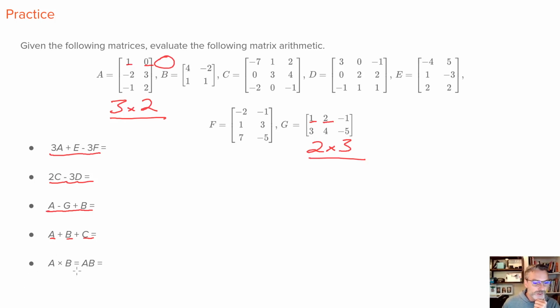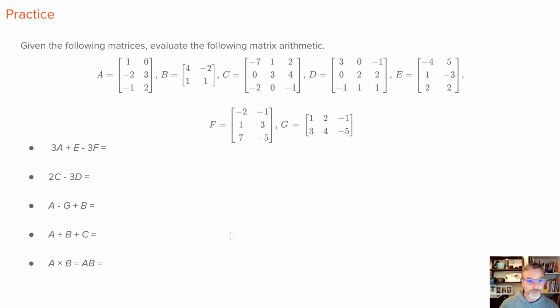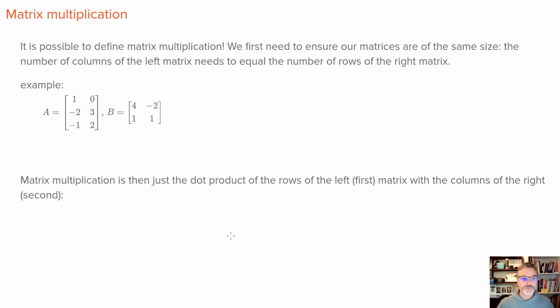But here's something interesting down here. I ask you to multiply matrices, but how would we do that? Multiplying numbers is pretty straightforward. But matrices, how do we coordinate all those numbers in order to multiply matrices? Let's find out.